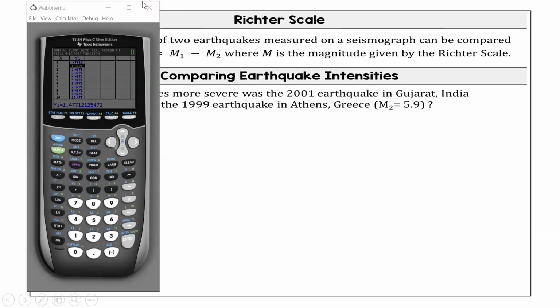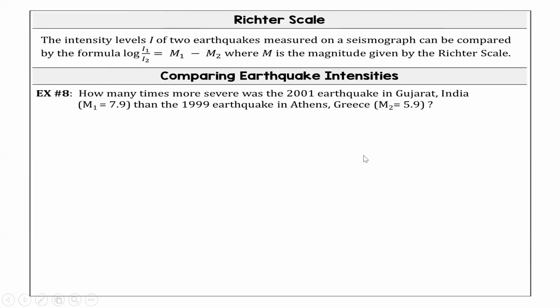All right. This is where all of this review and tying everything together comes in, talking about real world examples. This is what this unit is really about: taking what you learn and applying it to real world problems. So that's why we reviewed what we learned in Algebra 2 and last semester, added a little extra, and now it's time to apply it. So first we're going to talk about comparing earthquake intensities.